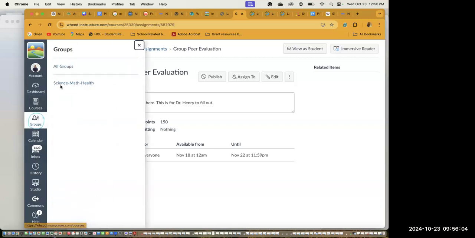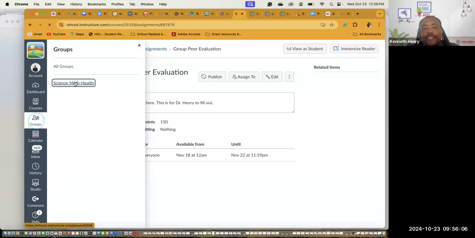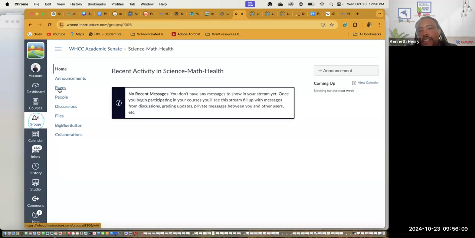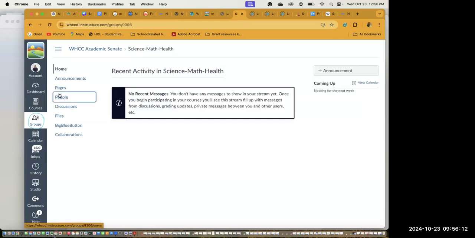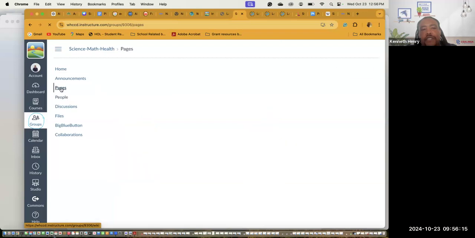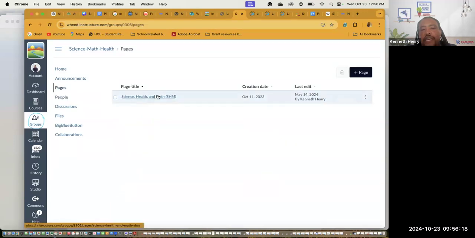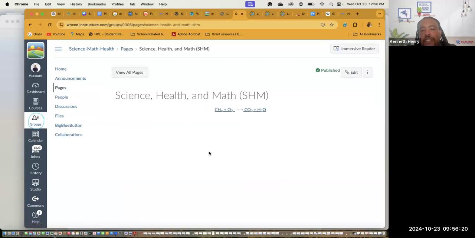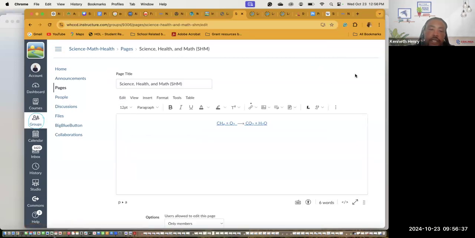I'll go back so you can see. Okay, you see where it says pages? That's where you're going to put your page. Here you're going to go ahead and start your page. This is an example. My group started our page here. We never finished, but we started with a chemical equation and how to do a chemical equation. The way you get your page started is you hit plus page. It'll get the page started, and when you hit edit, it'll allow you to edit your page.